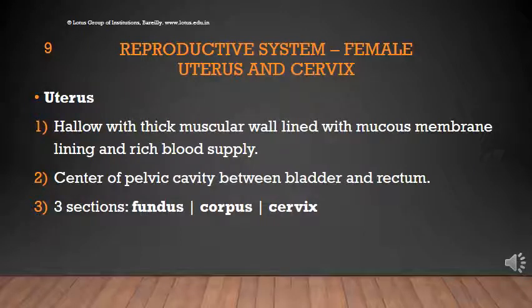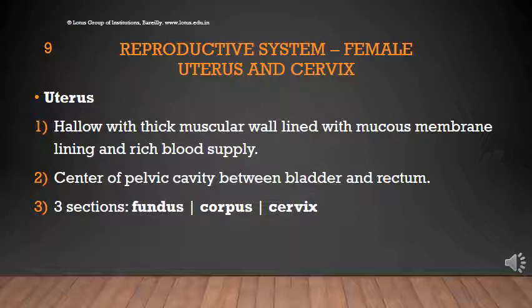Okay, moving to the next reproductive system, female uterus and cervix. So, as you can see here in the diagram, the uterus is hollow with a thick muscular wall lined with mucous membrane lining and rich blood supply. So, the uterus is hollow in shape and it is thick muscular walled. Okay, when we talk about the location of the uterus, we can say that it is in the center of the pelvic cavity between bladder and rectum.